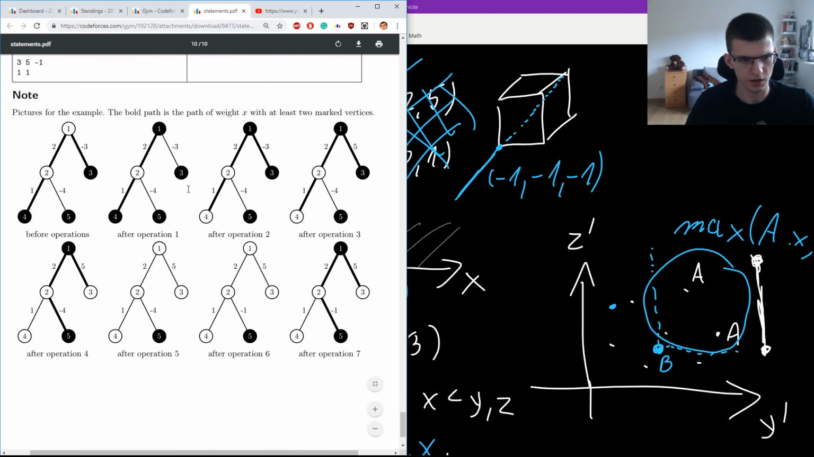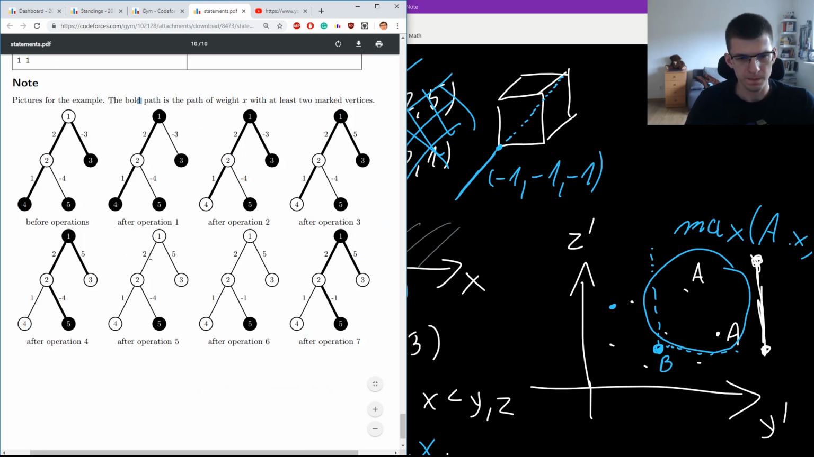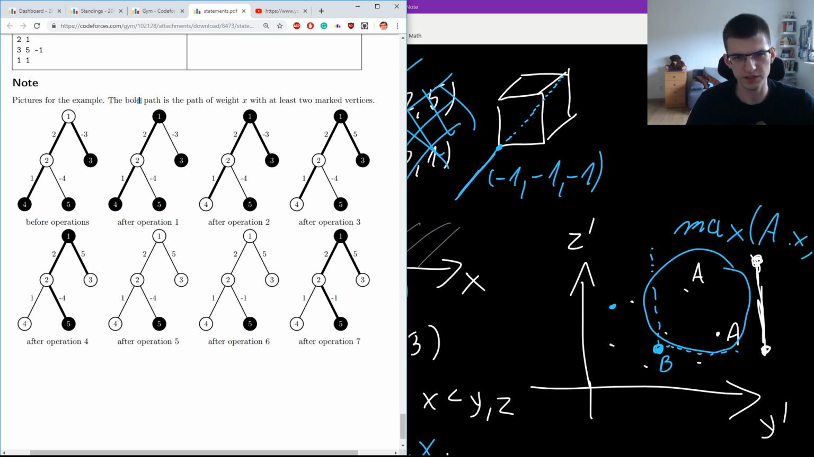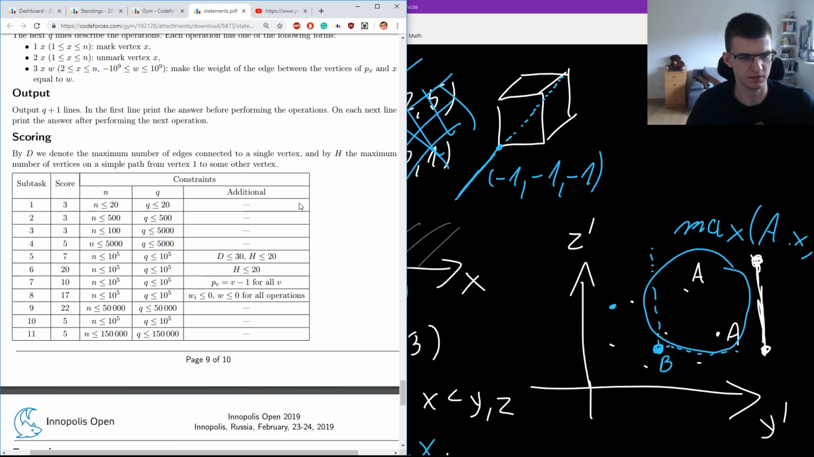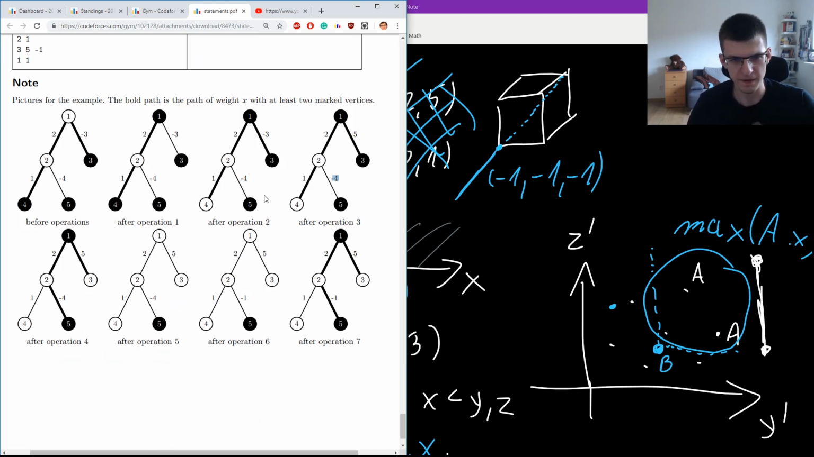Okay, and there are some drawings that I cannot copy. Let's see. Okay, so for example, for the right tree here, one of the good paths is 3, 1, 2, 4, this one, because it contains at least 2 black vertices. We can unmark some vertex, so make it white or make it black, and the weights of edges change, plus they can be negative, which also wasn't necessary in this problem, it only makes it more complicated.